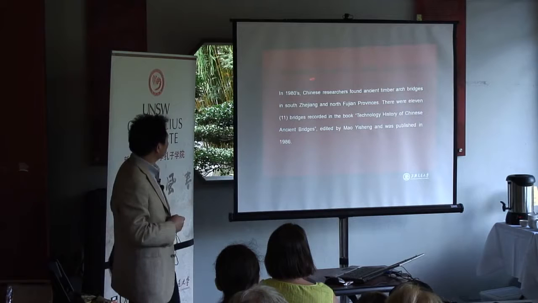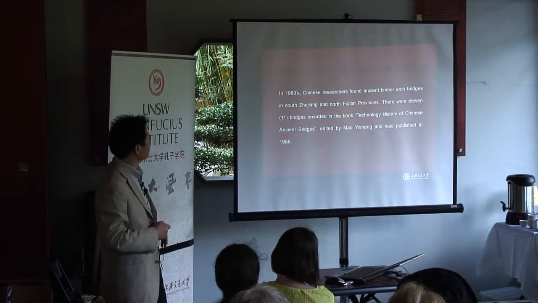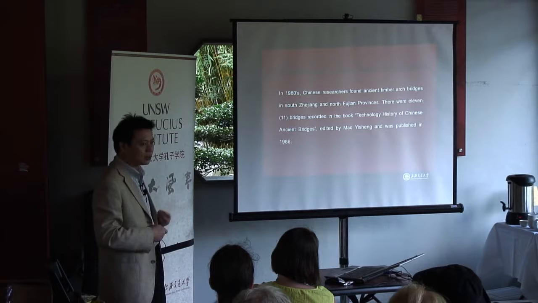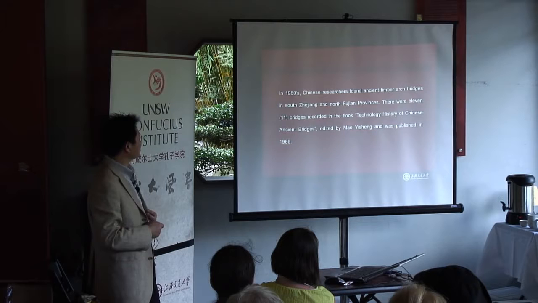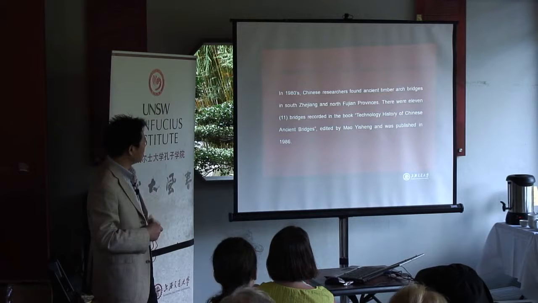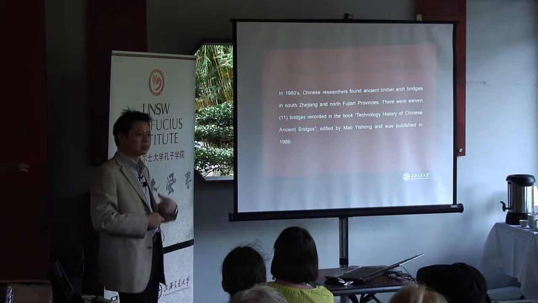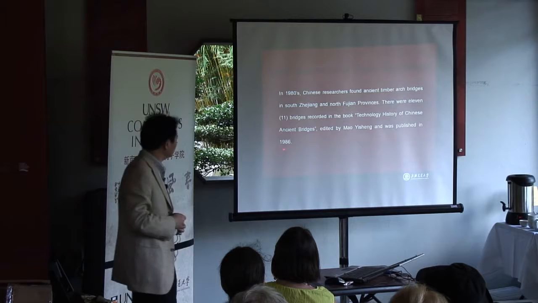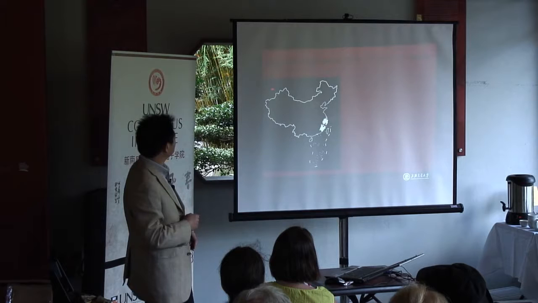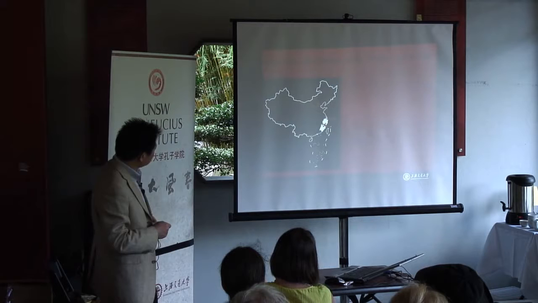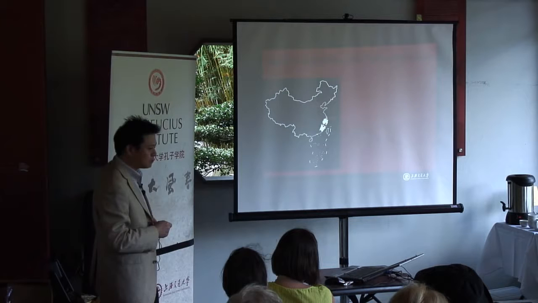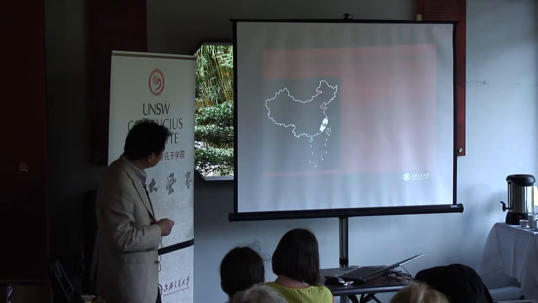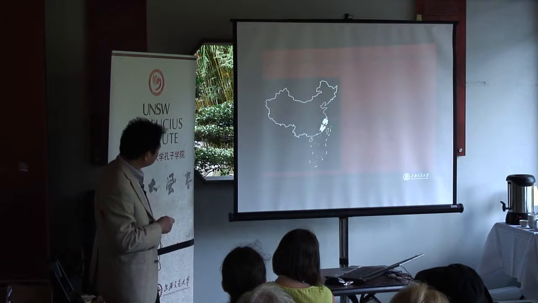The discovery of the timber arch bridge: in the 1980s, Chinese researchers found ancient timber arch bridges in South Zhejiang and North Fujian province. There were 11 bridges recorded in the book Technology History of Chinese Ancient Bridge, edited by Mao Yisheng, a very famous bridge expert in China, and published in 1986. This is a map of the distribution of the timber arch bridge. This part is Zhejiang province. This part is Fujian province. The distribution of the timber arch bridge is the red part, this one. This part is the southeast of China.